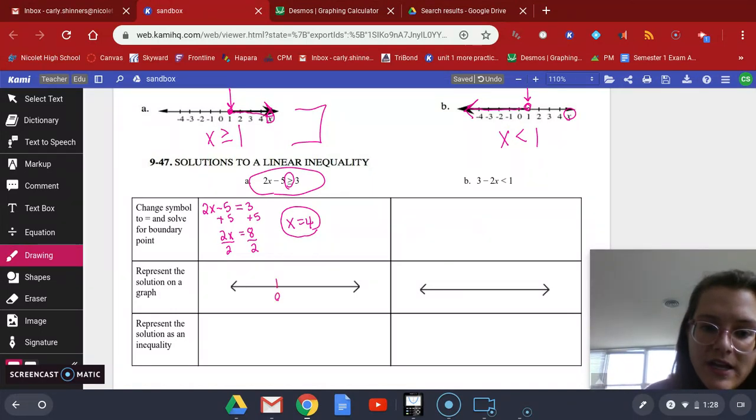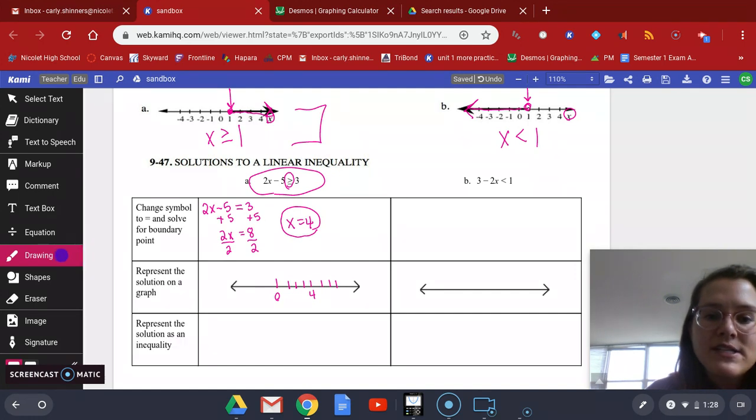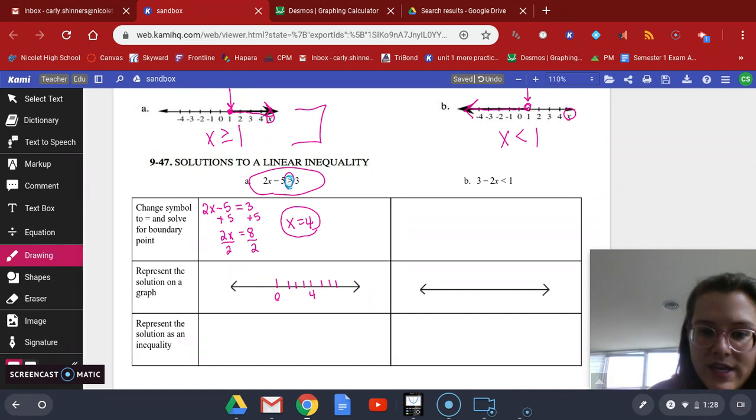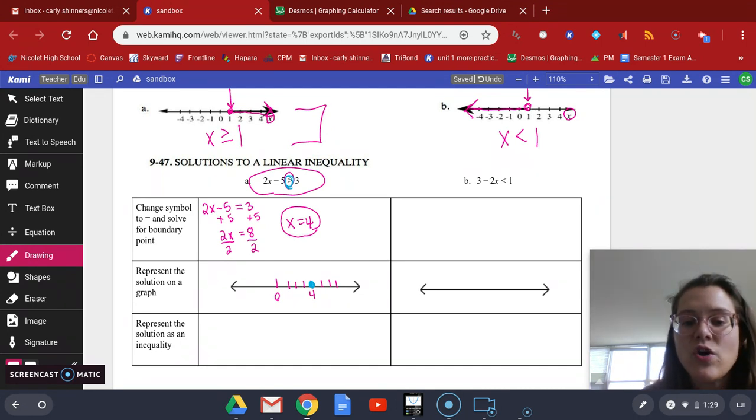So let's plug in, I've got 0 over here, 1, 2, 3, 4 here, 5, 6, 7 would be over here, right? Okay, so 4 is my boundary point. Right away, I know that it's going to be a filled in point because I have greater than or equal to. So let's fill in that point on 4. And now I just need to figure out which way am I shading, okay? So do I shade to the left or do I shade to the right?